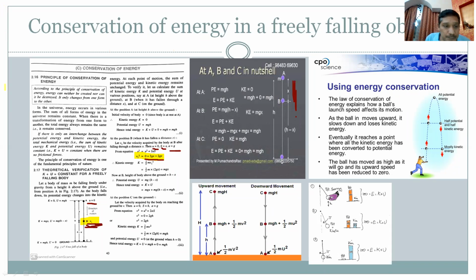So you see here, the potential energy of the freely falling body is mg(h minus x), and the kinetic energy is mgx. We need to find the total energy of the ball, so I'm adding up both the energies here. When we add both the energies, I find that this energy is equal to mgh again.